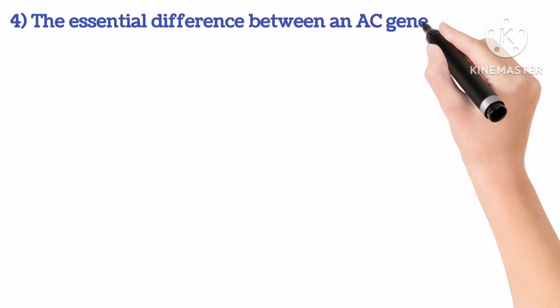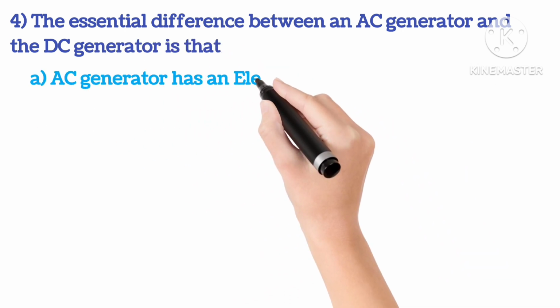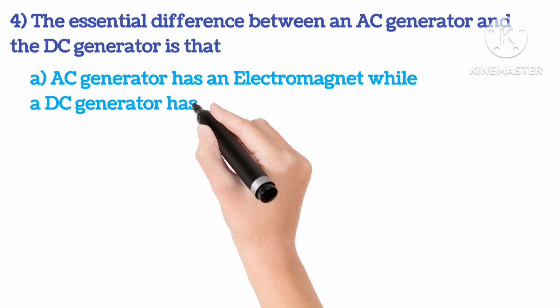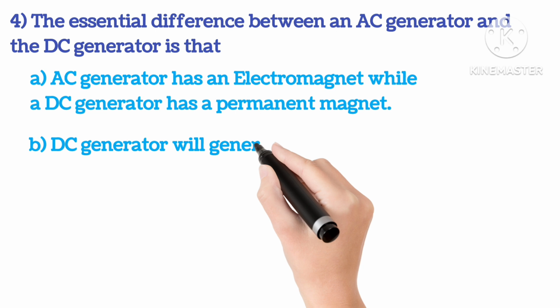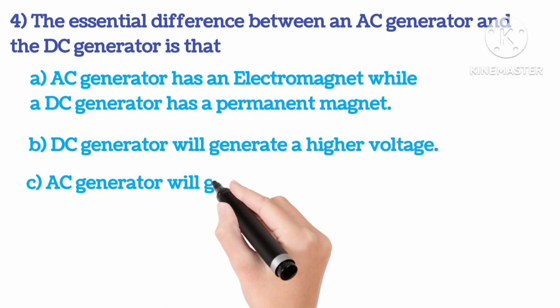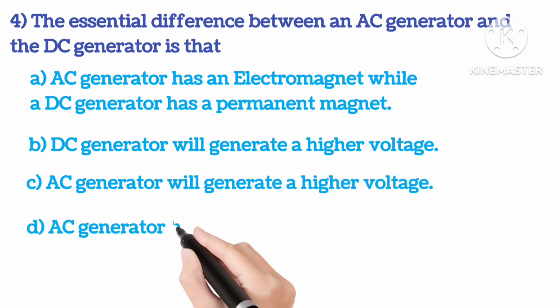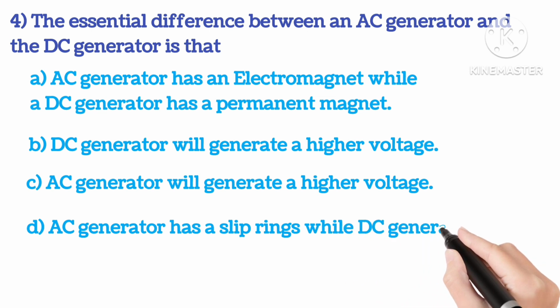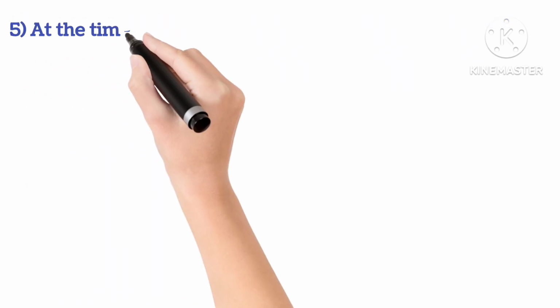Fourth, the essential difference between AC generator and DC generator is that A. AC generator has an electromagnet while DC generator has a permanent magnet. B. DC generator will generate a higher voltage. C. AC generator will generate a higher voltage. D. AC generator has a slip ring while DC generator has a commutator. Correct answer is D. AC generator has slip ring and DC commutator.